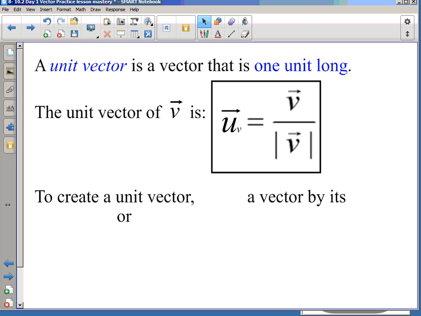and we find the unit vector by taking the magnitude and dividing it into each of the components, which is what this little formula shows. The V with the arrow over the top shows each of the components when it's written in component form, and then the bottom is just going to be a magnitude that we divide by. So to create a unit vector, divide a vector by its magnitude or overall length.